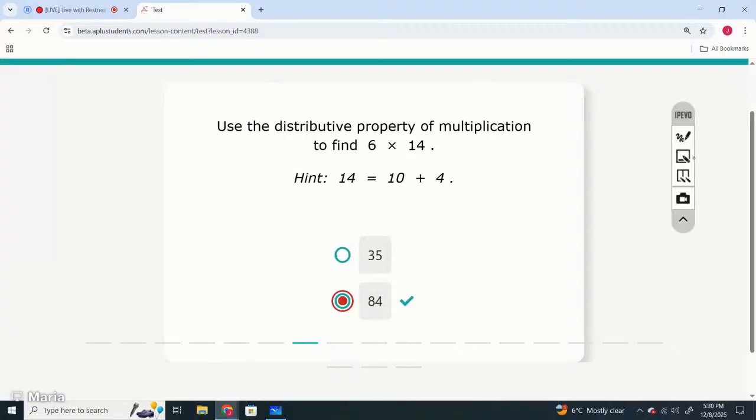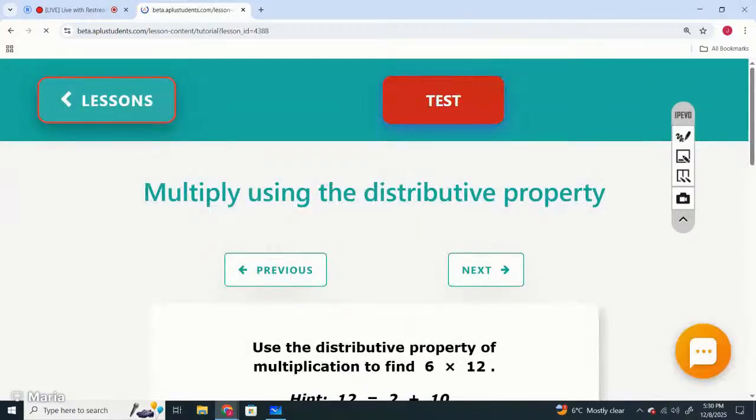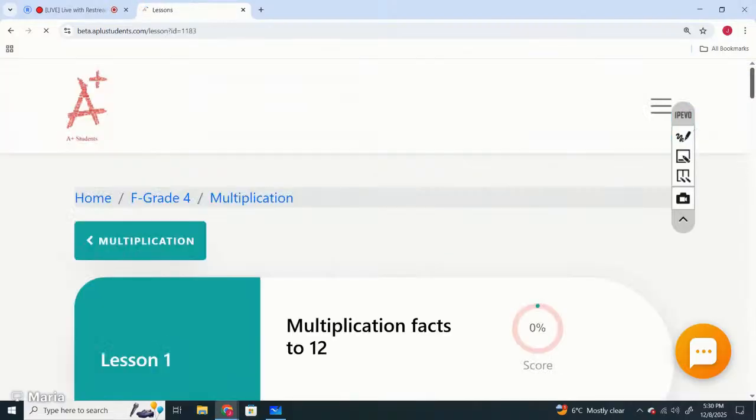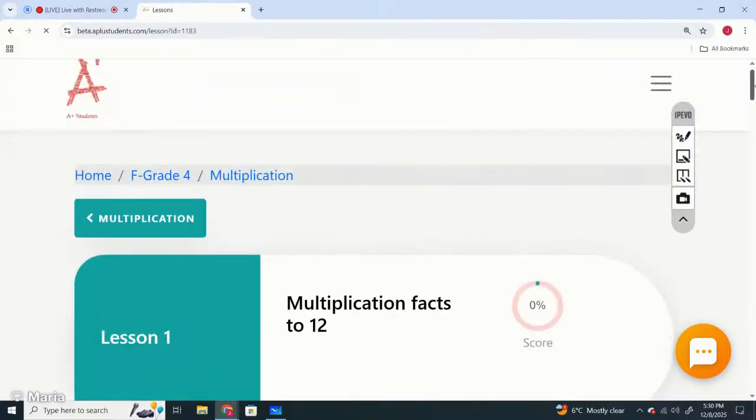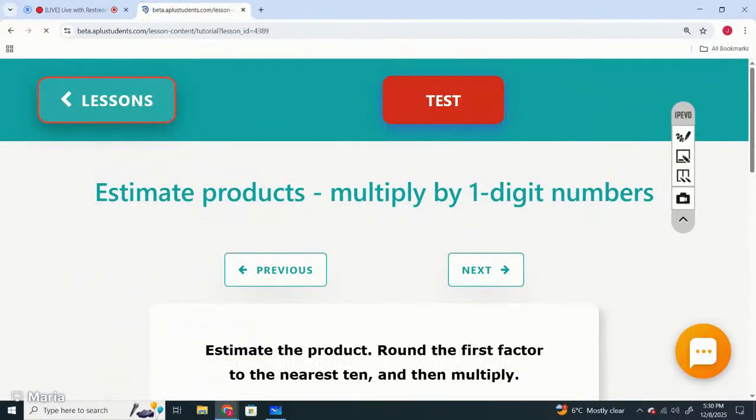Okay, you can complete the lesson by yourself later today. Let me just move on to the next lesson. The next lesson is estimate multiply by one digit numbers. So we have to estimate the numbers and then we have to multiply.